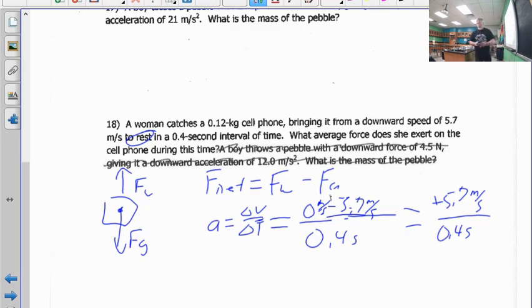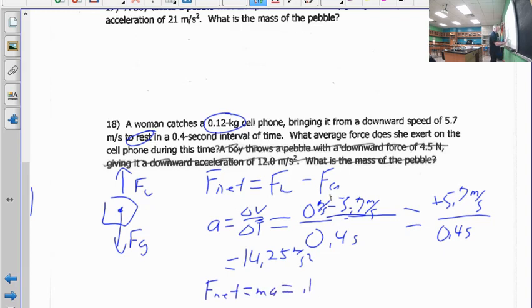5.7 divided by 0.4. Let's do that really quickly on our calculator. 5.7 divided by 0.4. 14.25 meters per second squared. Well, now we have our acceleration. We have the mass of our foam. So we can write our equation from Newton's second law. F net equals ma equals 0.12 kilograms times our acceleration, 14.25.